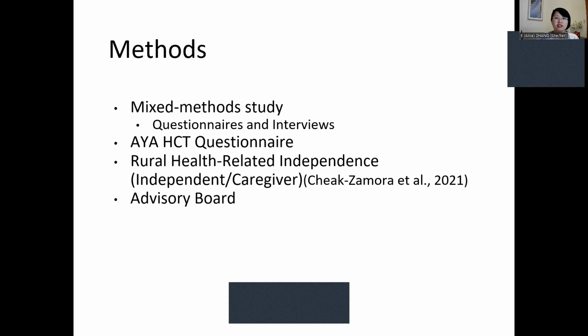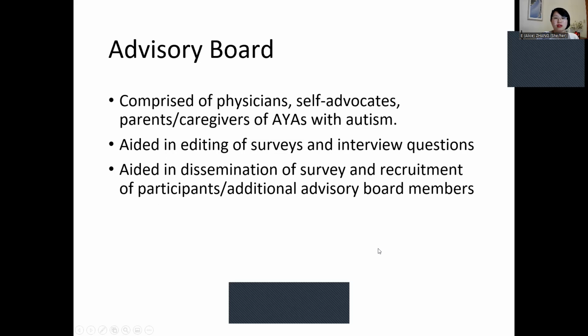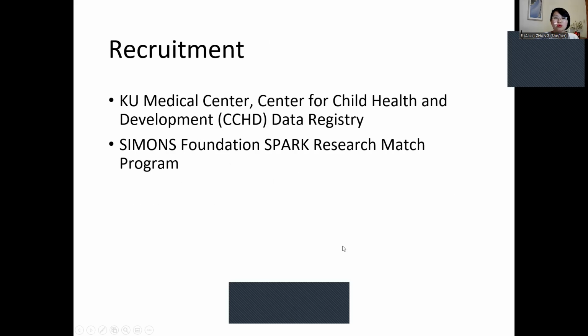We used a research-developed questionnaire and standard questionnaires, such as the rural health-related independence questionnaire. We also have an advisory board who has been involved in every stage of the research, including physicians, self-advocates, and parents or caregivers of AYAs with autism. The recruitment is conducted through the data registry from the KU Medical Center and the Siemens Foundation Spark Research Match Program.